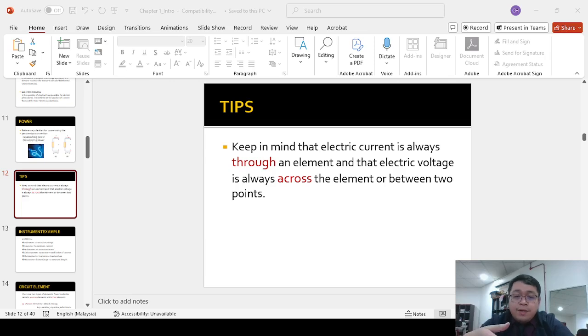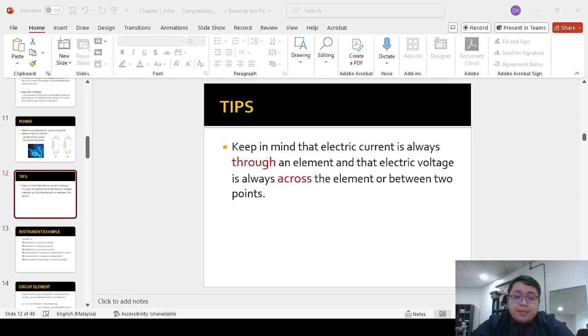So when dealing with electrical circuits, you can say current flows through a resistor, wire, or component like we've mentioned just now. And for voltage, you can say voltage is across a resistor, across it. It's between two different points of a resistor, a wire, or a component.